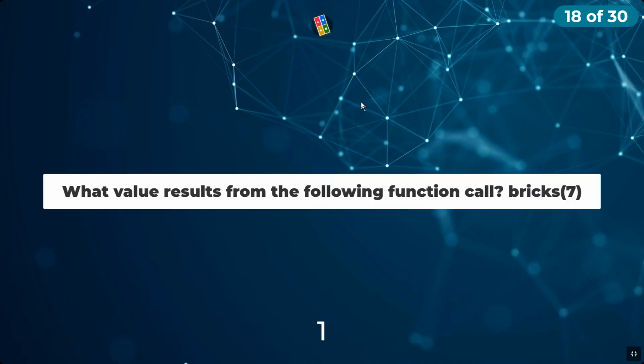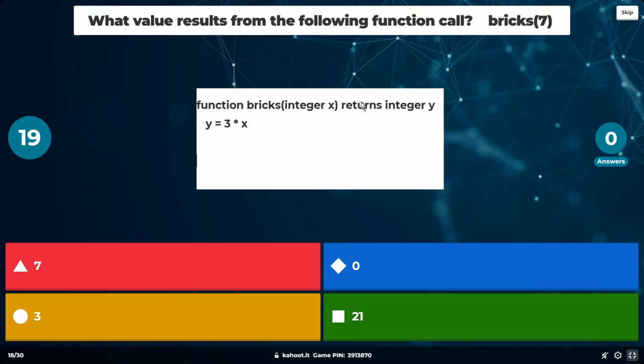Another function call says, what value results from the following function call? Bricks 7. I think what makes functions so challenging is that there are a number of different variations, scenarios that you can run this.